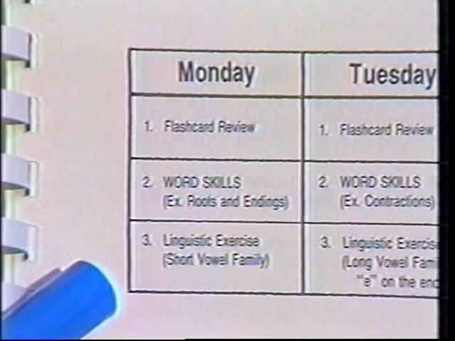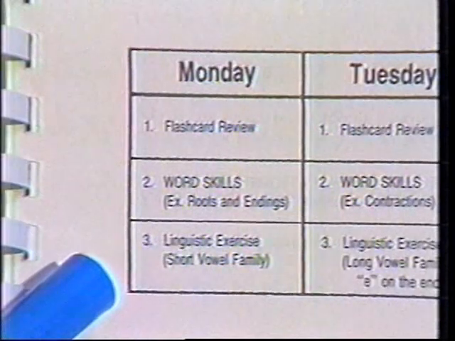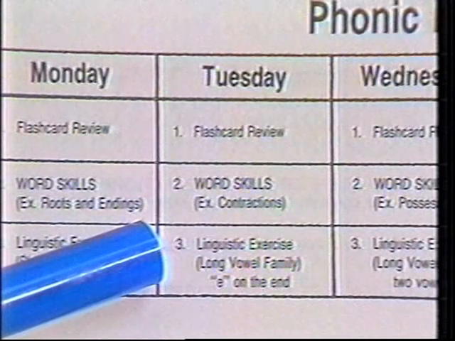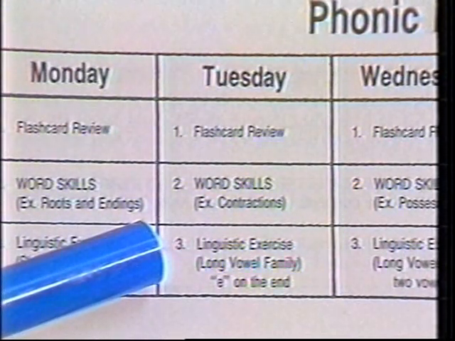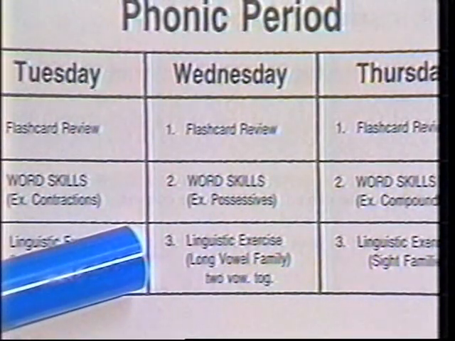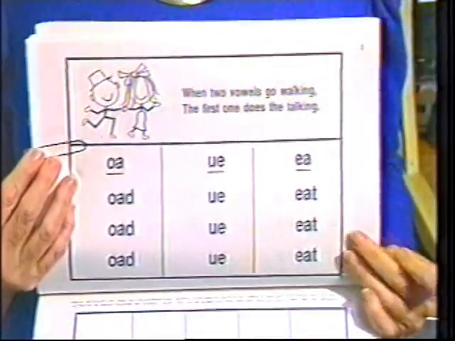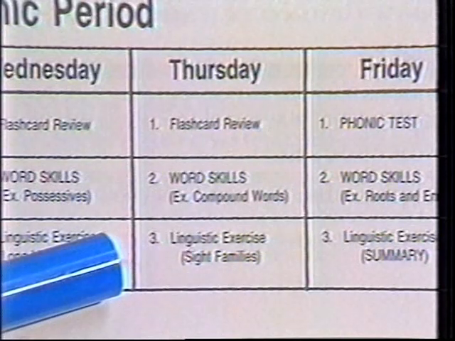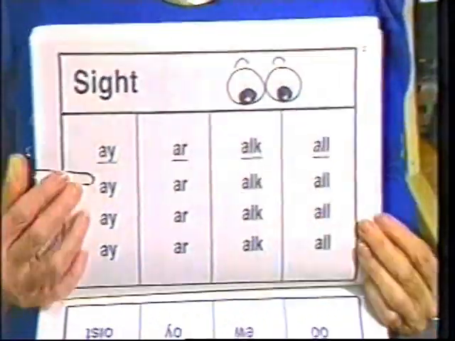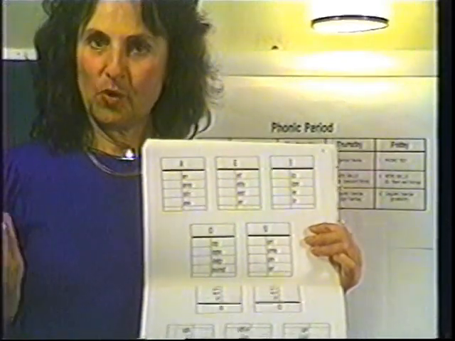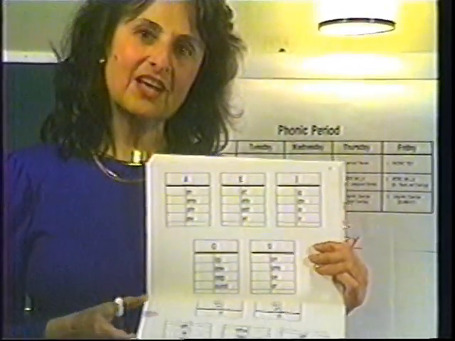All right, now activity number 3. On Monday, we're going to do a short vowel family. And remember, that's a family like this. On Tuesday, we're going to do a long vowel family with E on the end, and that would be a family like that. On Wednesday, we're going to do a long vowel family with 2 vowels together, and that would be a family like this. On Thursday, we're going to do some exercises with sight families, and that would look like this. And then on Friday, we would do a summary, which would be like the exercise that we just did before. Why, so that your students will have a flash response of all this material.